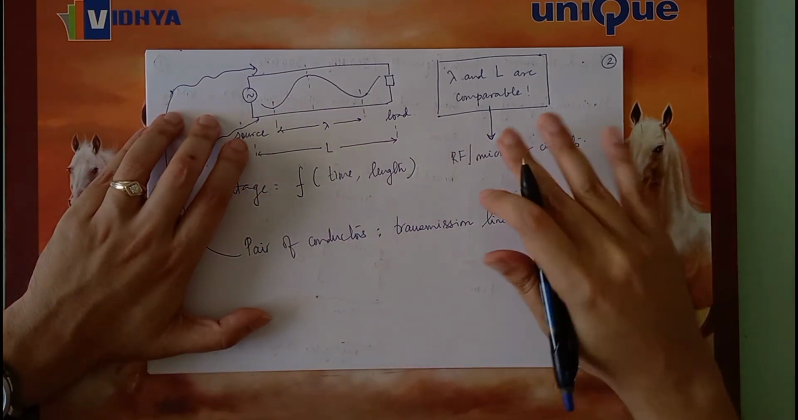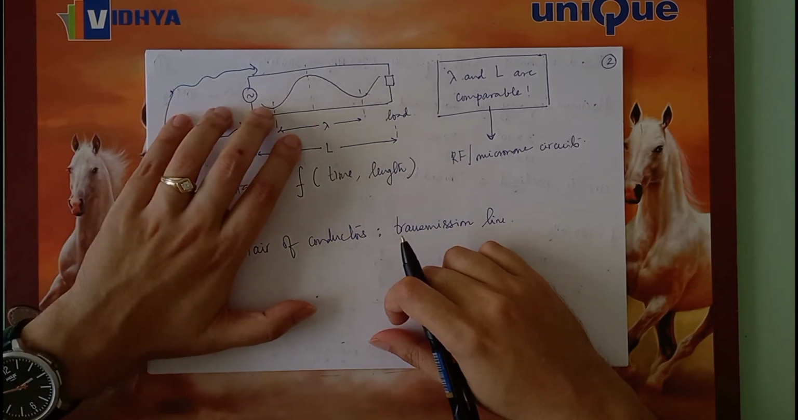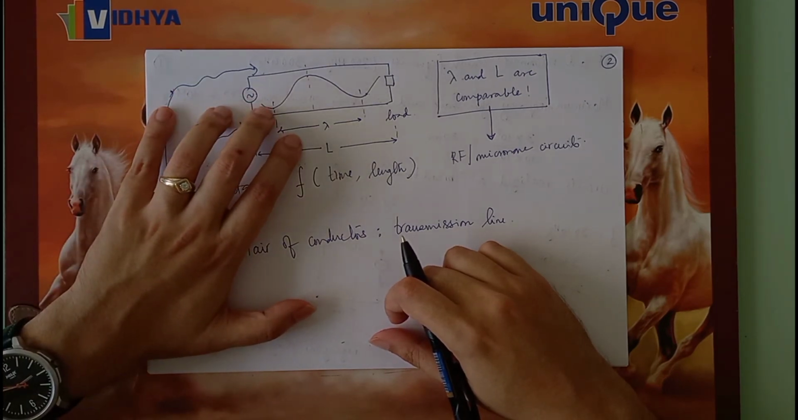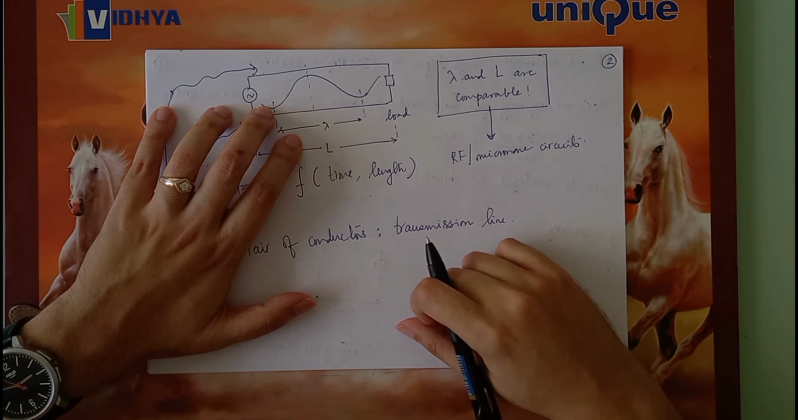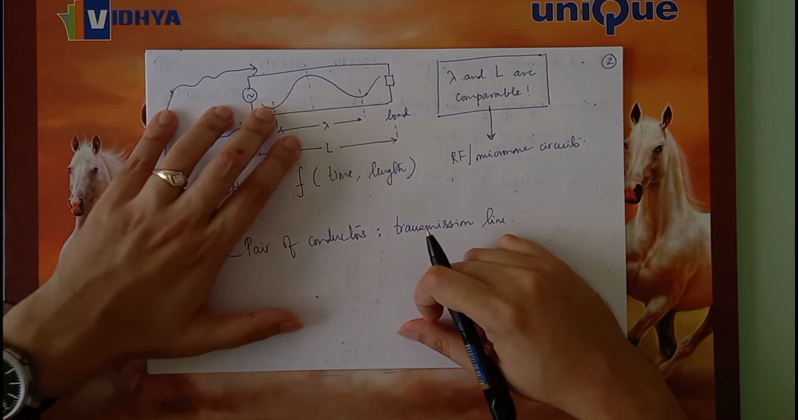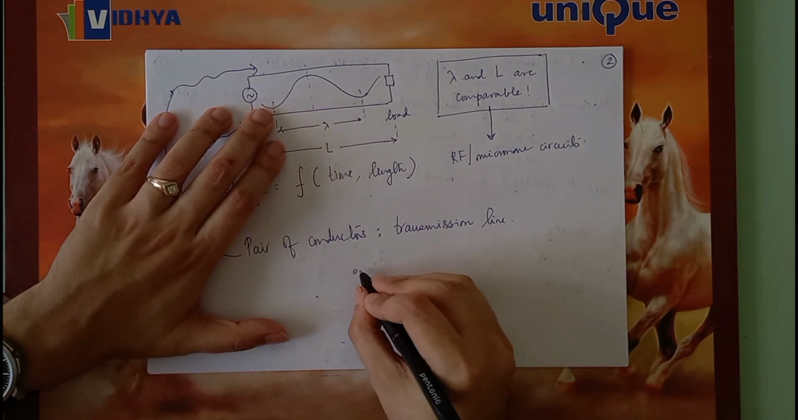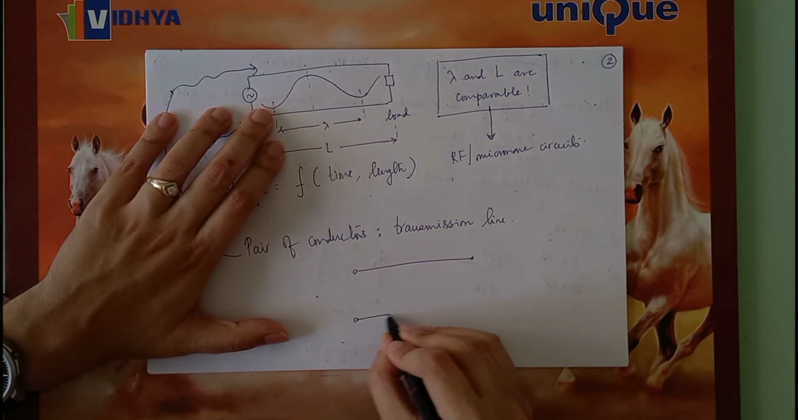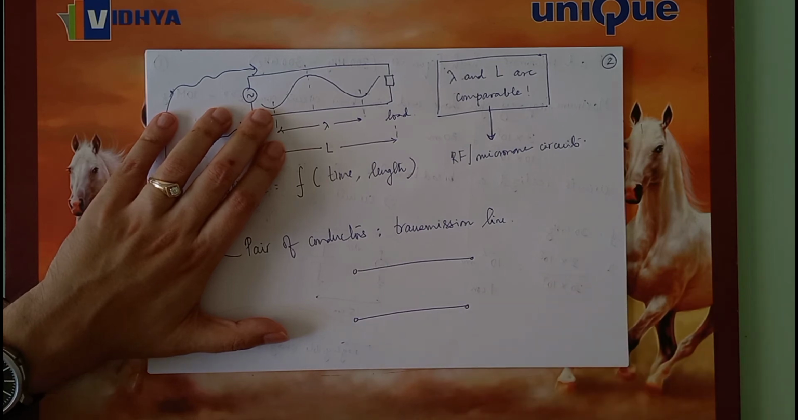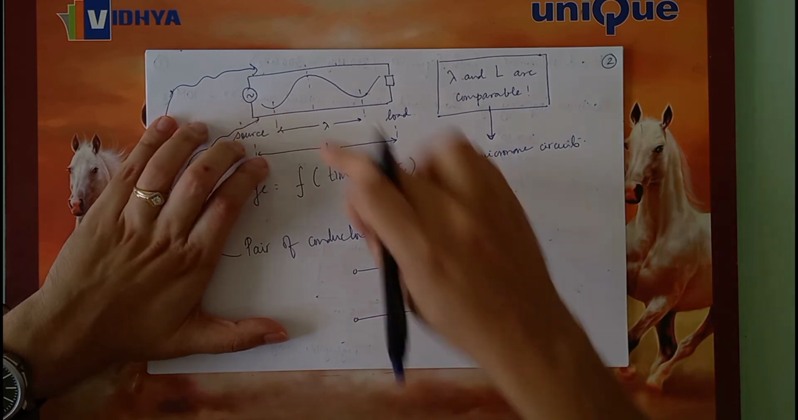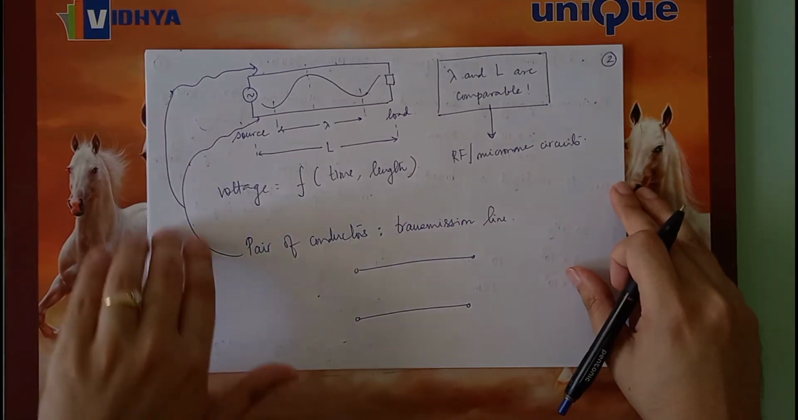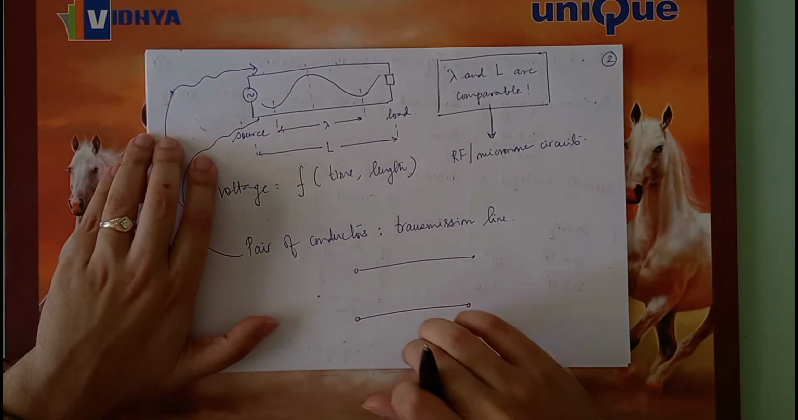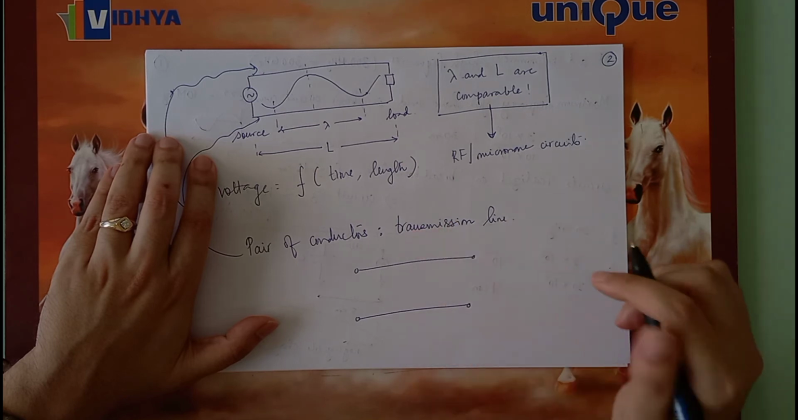So transmission lines is something that I'm sure you have already come across in your basic course on electromagnetic field theory. So a pair of conductors can form a transmission line, just like the pair of conductors which are used here. So let us take a very quick recap of what transmission lines look like.